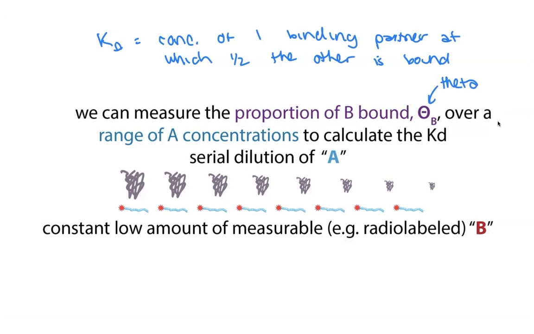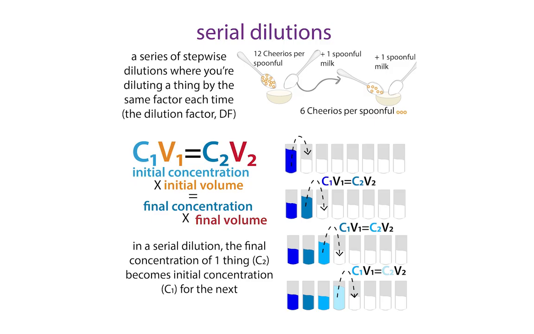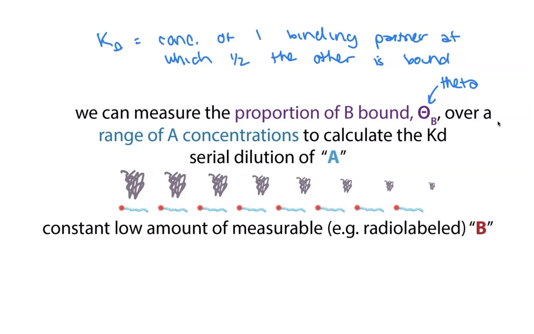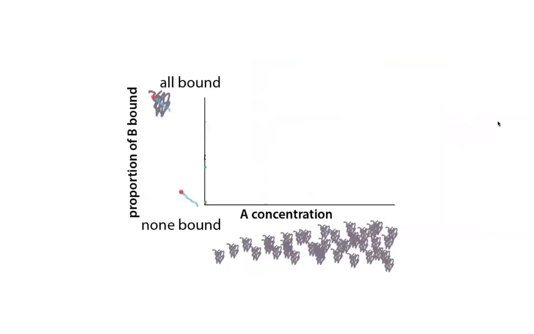So often what this means in practice is you would make a serial dilution of A. When we talk about serial dilution, we're diluting something by the same dilution factor over and over and over, so we can span a wide range of concentrations. And then we have a constant low amount of something measurable, B. We'll get more into a minute about why this needs to be a low amount, but it does. So we have a constant amount of one partner, a variable amount of the other partner, and then we mix them, we let them reach equilibrium, and then we take that census, we see how much is bound and how much of it is unbound.